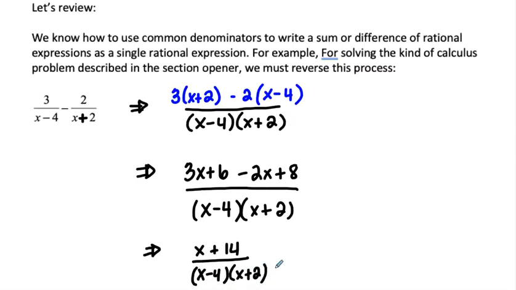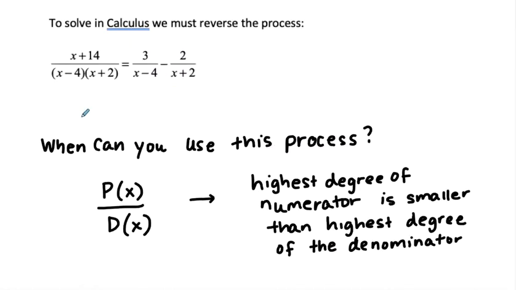Okay, so we have learned how to take the sum and the difference of these rational expressions and make them a single rational expression. Now for calculus, what we're going to need to be able to do is actually reverse the process and go back to this. Okay, so that's what we're going to be doing. We're going to use this process to reverse it. So we're going to go from this to the broken up fractions.